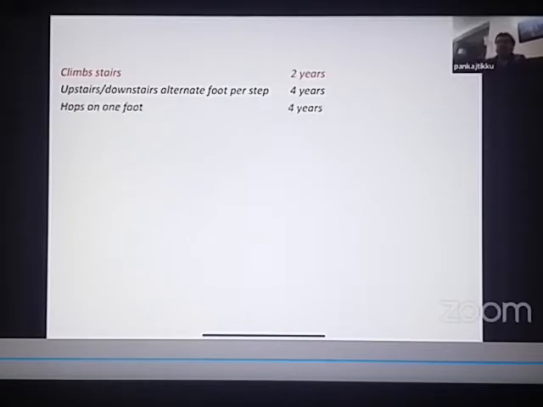Finally, two more milestones. When does the child hop? When does the child skip? So hopping is on both feet. So the child hops at the age of 4 years and he skips at the age of 5 years. So let us revise these milestones once again.